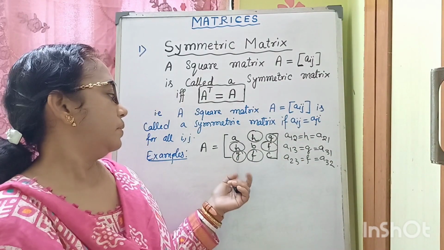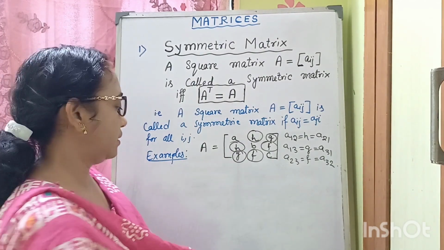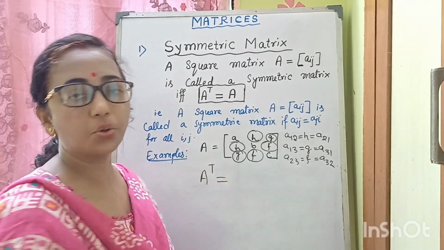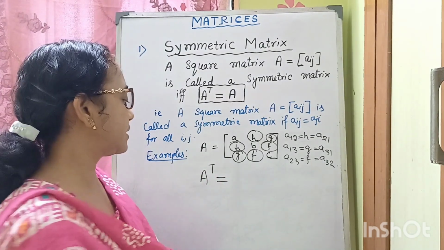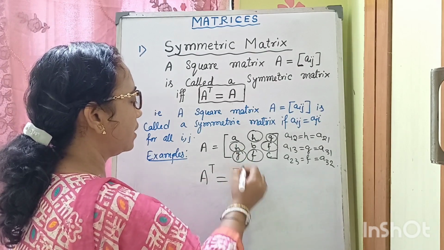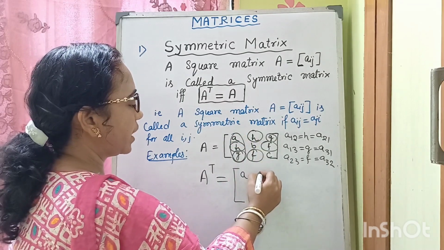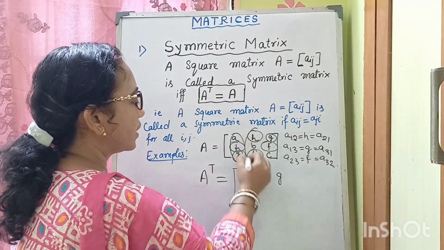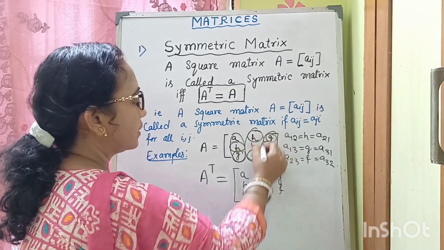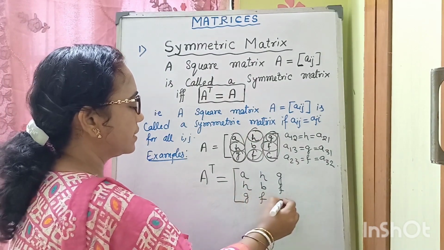Now, let us find the transpose of this matrix A. How do we get the transpose of the matrix? By interchanging the rows and columns of matrix A. Now let us write down the transpose of this matrix. This is the first column, so we will write it in the first row: a, h, g. Then the second column becomes the second row: h, b, f. And the third column becomes the third row: g, f, c.